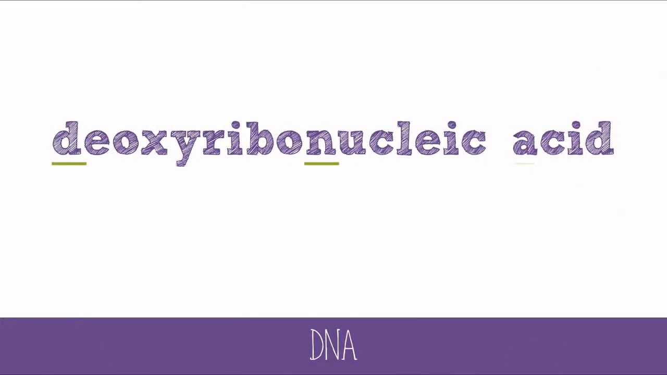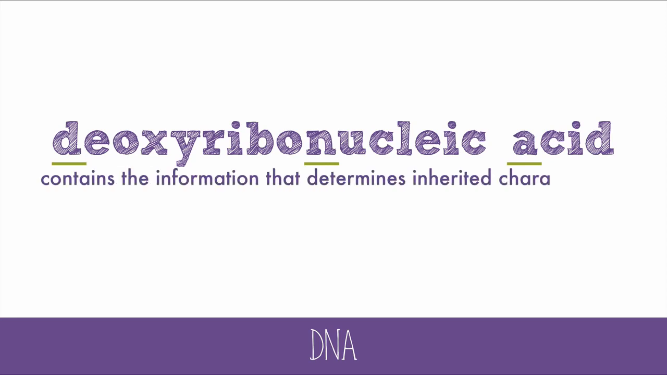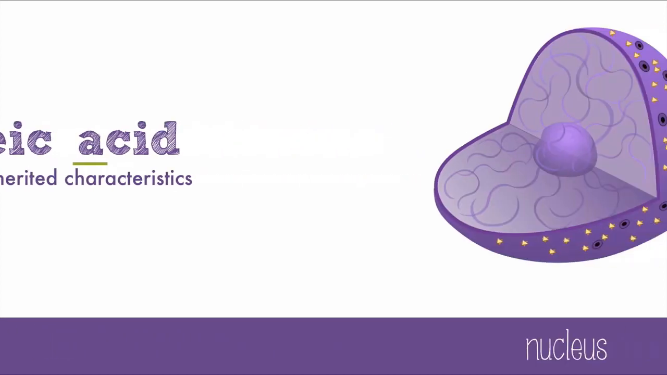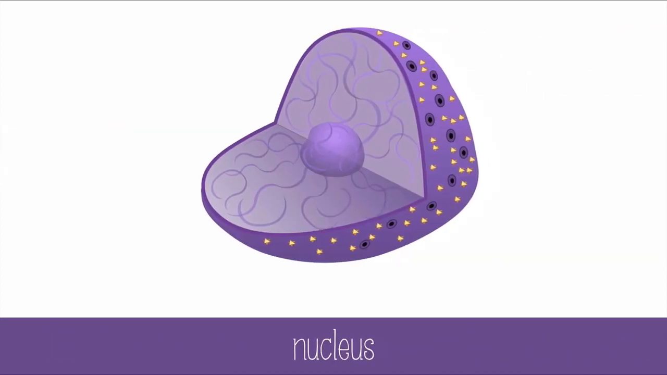Sugar, N and A for nucleic acid. DNA contains the information that determines inherited characteristics. It has the code for making proteins. DNA is found in the nucleus of eukaryotic cells and in the cytosol of prokaryotes.